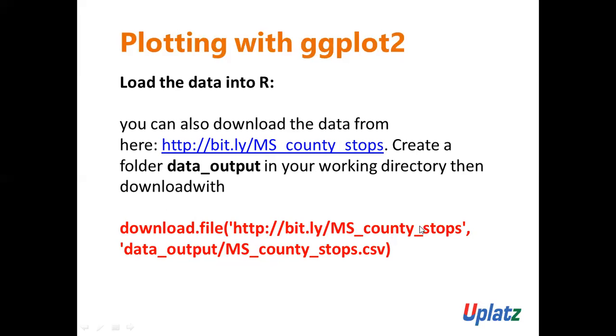Got it? So with the help of this function download.file, inside that you first need to specify the link, and then you need to specify where you want to save. So see here, create a folder data underscore output in your current working directory and then download with this function, download.file. So first of all, before using this function, go to your current working directory and create the folder data underscore output. Once you create it, you can copy this code. With the help of download.file, you can easily download the data from the internet.